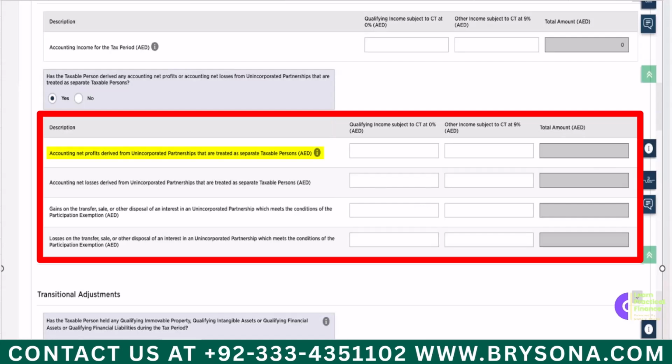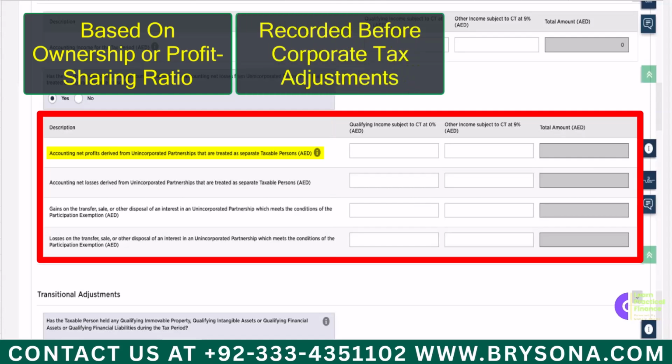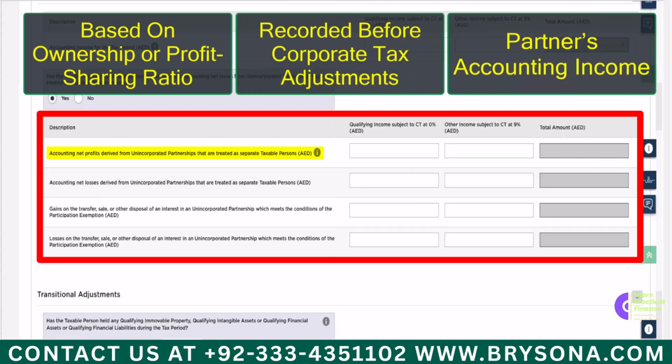The first one is accounting net profits derived from unincorporated partnerships that are treated as separate taxable persons. It represents the amount of profit a partner earns from a partnership independently registered for corporate tax, based on ownership or profit sharing ratio, recorded before corporate tax adjustments, included in the partner's accounting income to reflect share of partnership results.